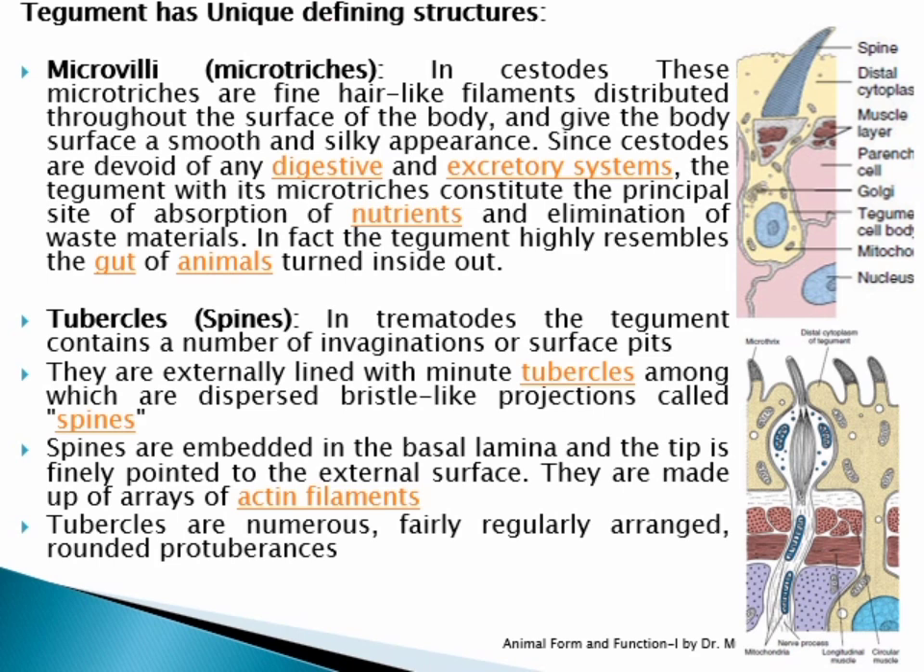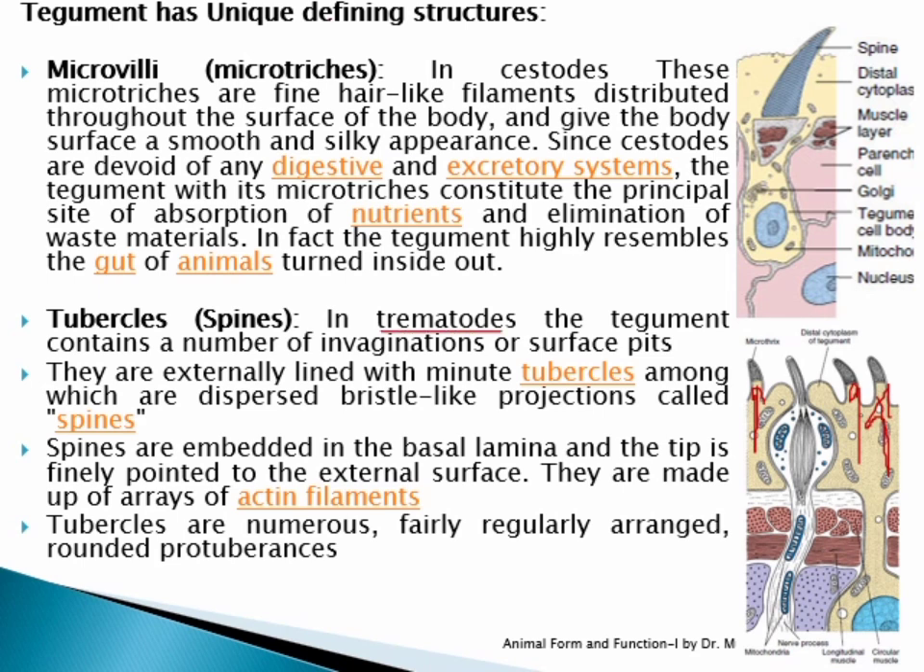So microvilli, or microtriches, are actually the same structures. They are supported by the cytoskeleton. We know the cytoskeleton has actin filaments that are microfilaments, and intermediate filaments. So these microvilli are supported by those microfilaments. And in the case of tubercles, they are called spines. These are present in trematodes.